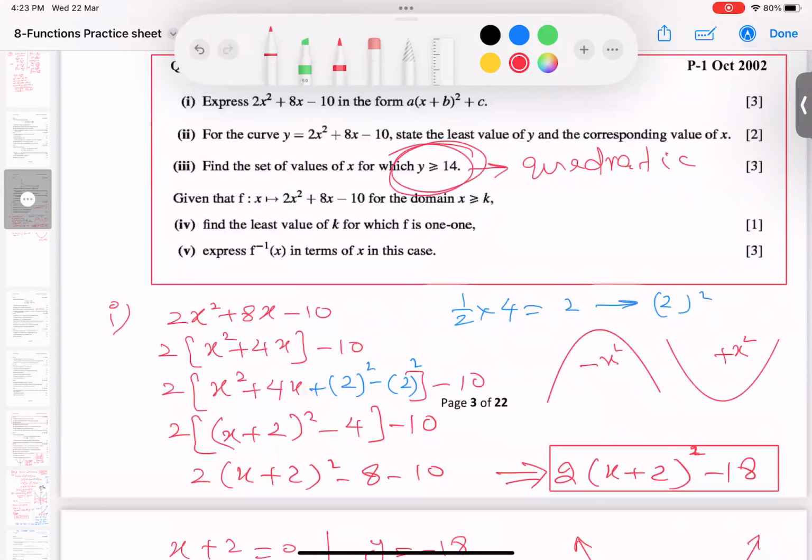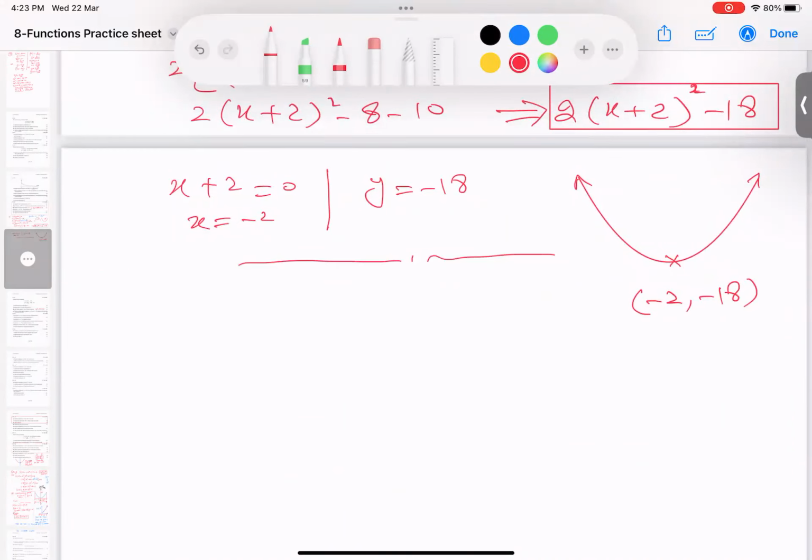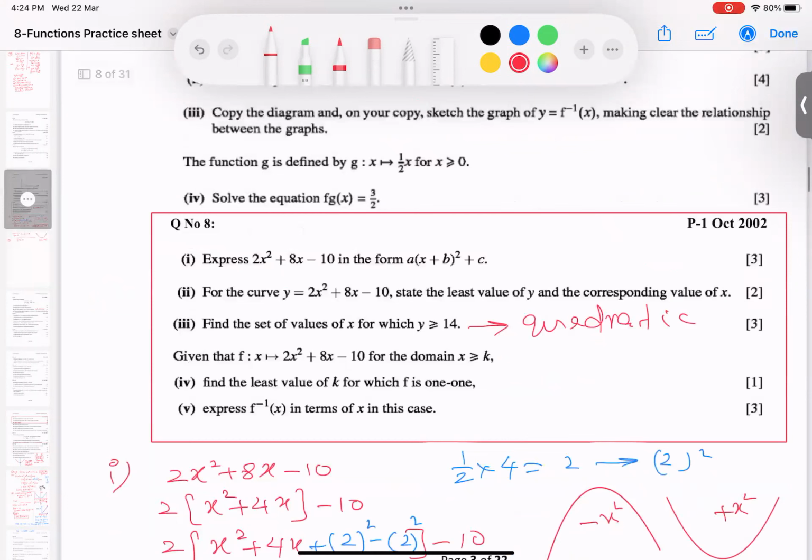So y is bigger than 14, and find the set of values of x. I'm finding it here, part number 2: y bigger than or equal to 14. Let's see how we can find it. I can do 2 techniques. Either put the completing square there, one option, or I have another choice. What is the other choice we have? I can put the whole function there.